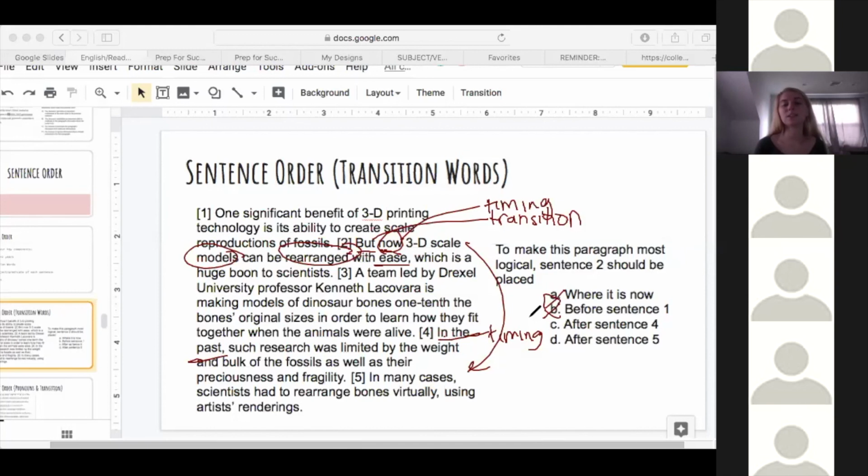So I'm going to read on to sentence 5. Then I see in many cases, scientists had to rearrange. Awesome. There we go. Now we're saying rearrange the bones virtually using artist renderings. Now, notice how this is rearranging in a challenging or hard way. This is talking about rearranging in an easy way.